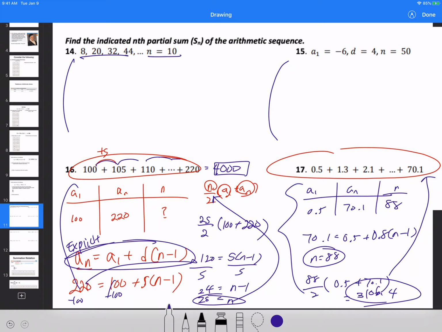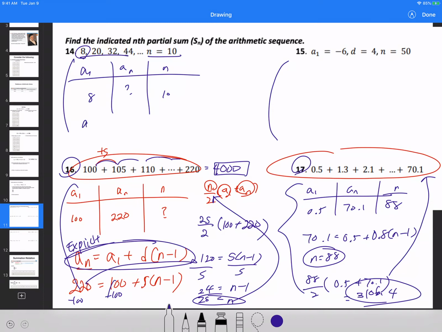This should be easier than doing questions 16 and 17, because they tell you what the n value is. If they know, and you know what the first term is, then if I were to draw that chart once again, the first term is 8, the n value is 10, I just don't know what a sub n is. That is the only question.